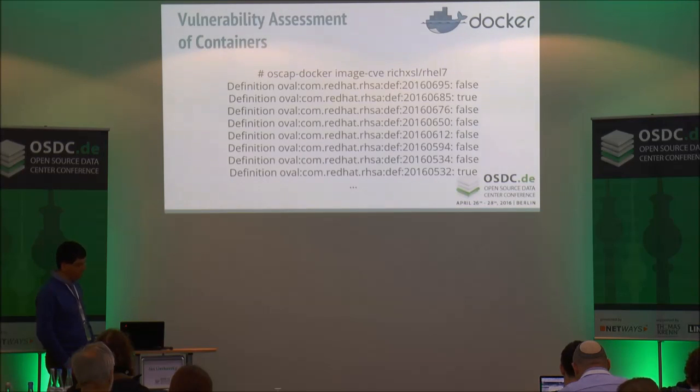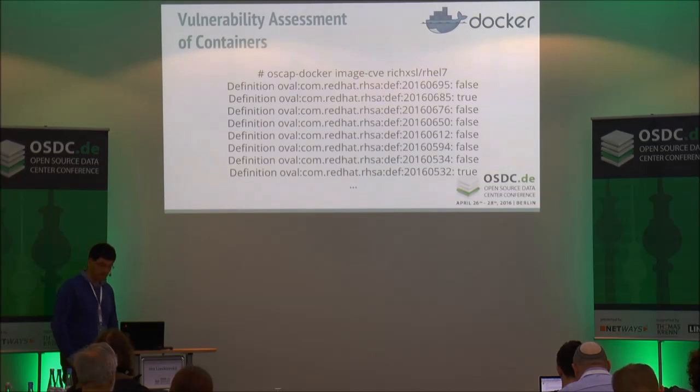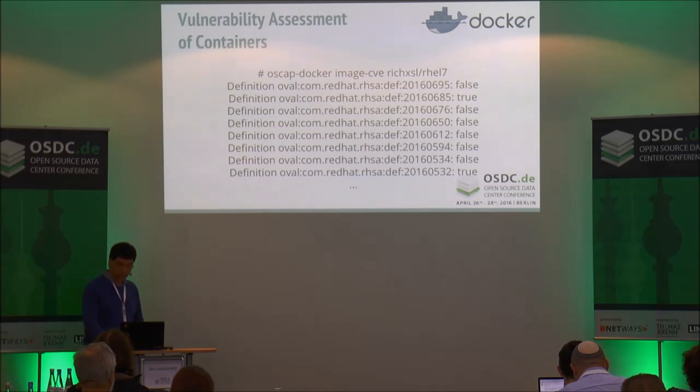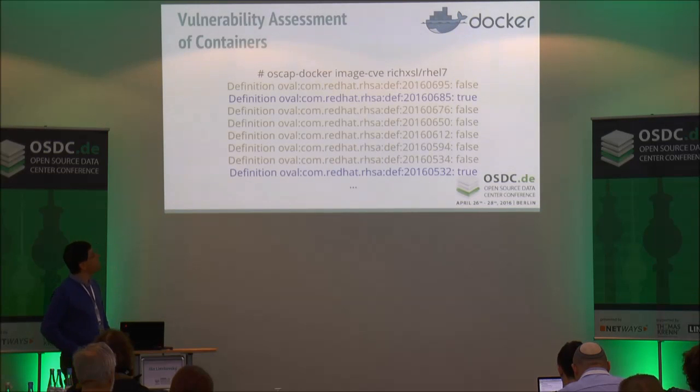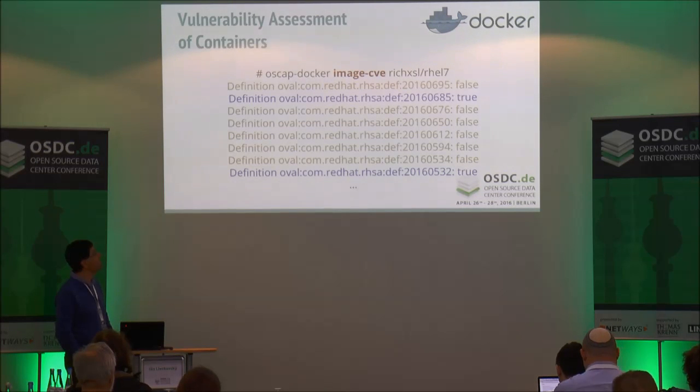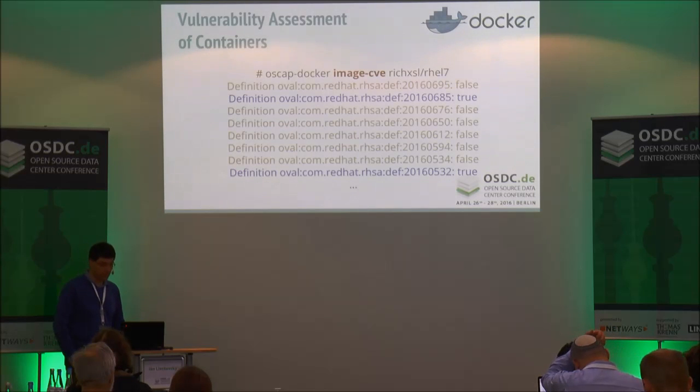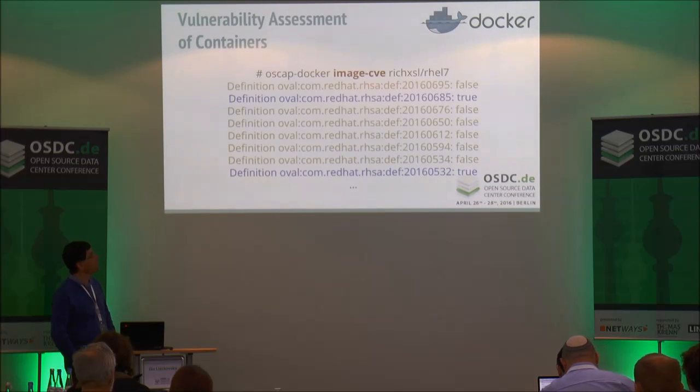Basically, it's the same tool, oscap-docker. Similar output: you can see again there are two instances of fail or true state, meaning that two issues were found. Basically, what differs is the actual command that was executed. In the first example, it was container-cve, and now it's image-cve.